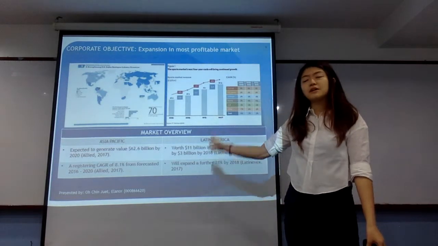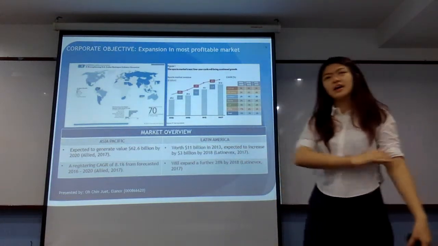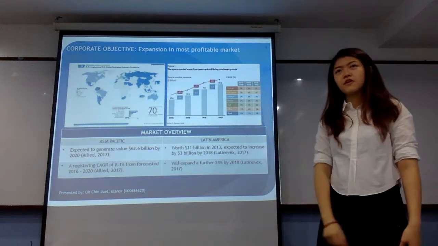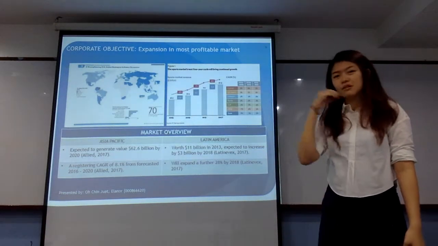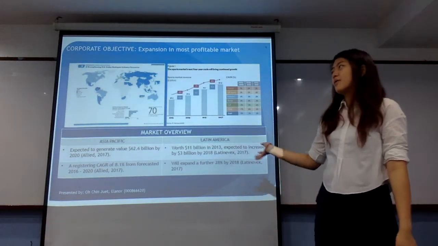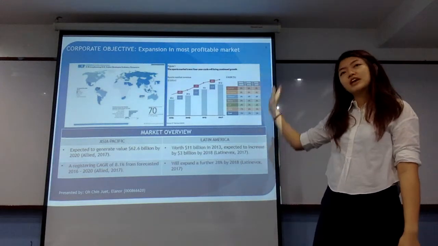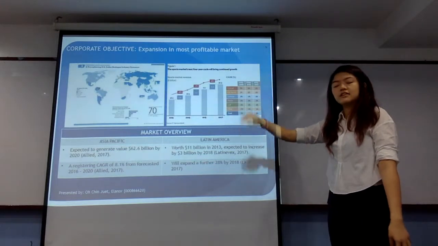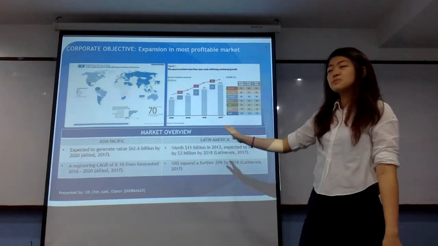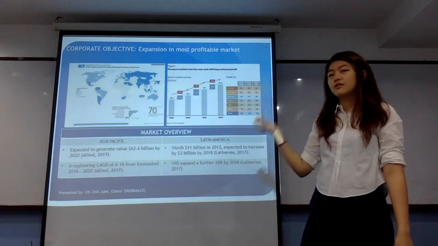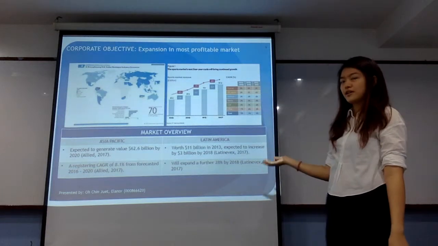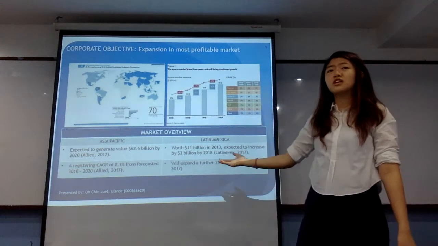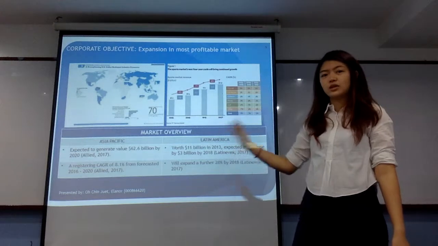First would be our expansion in the most profitable markets. As David has explained before, the UK market is oversaturated. This is why I would like to focus on the other markets, which are Asia Pacific and also Latin America. You can see here, based on the charts and figures, that Asia Pacific has an expected big growth in the activewear industry. They are expected to generate value of billions by the year 2020.